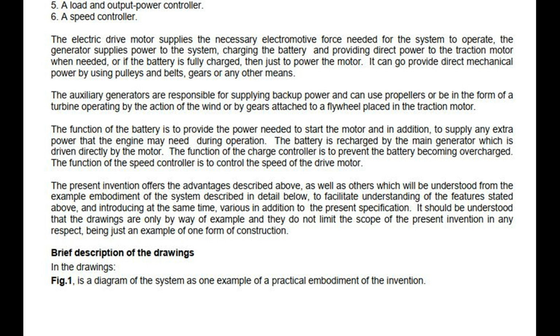The function of the battery is to provide the power needed to start the motor and, in addition, to supply any extra power that the engine may need during operation. The battery is recharged by the main generator, which is driven directly by the motor. The function of the charge controller is to prevent the battery becoming overcharged. The function of the speed controller is to control the speed of the drive motor.